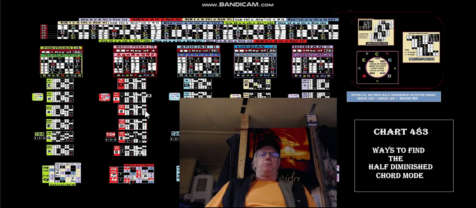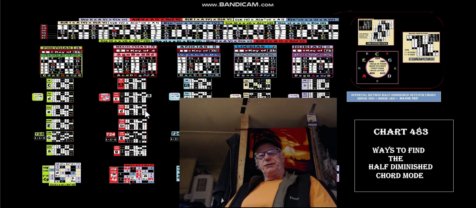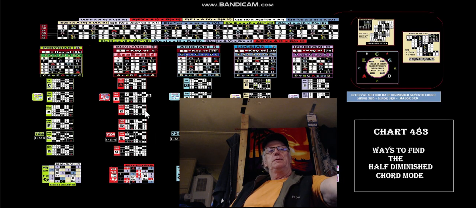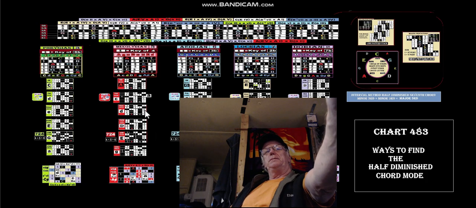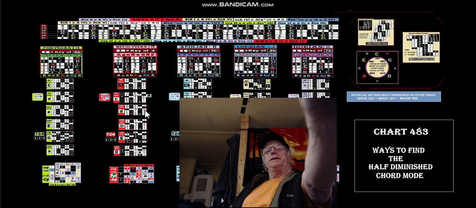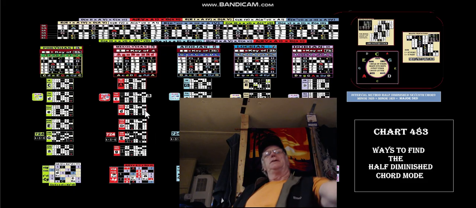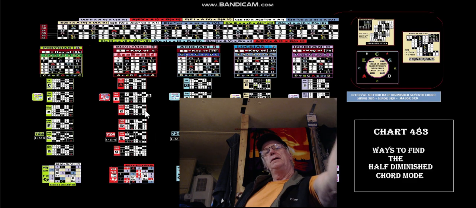And what is the other mode that's not part of the cage system? Anybody know? Cage system. Ionian, Dorian, Phrygian, Mixolydian, Aeolian. The Locrian is the half diminished. What's the remaining one? Lydian. The Lydian 4. That has the augmented fourth.